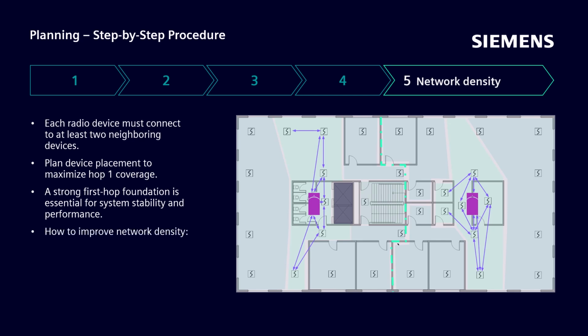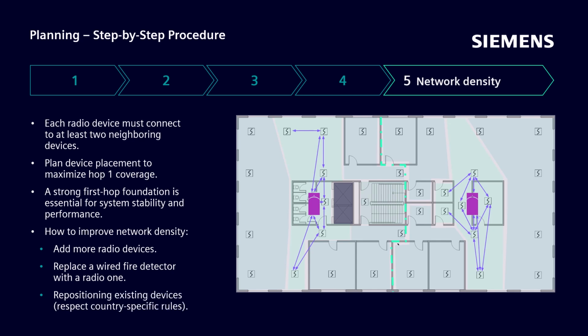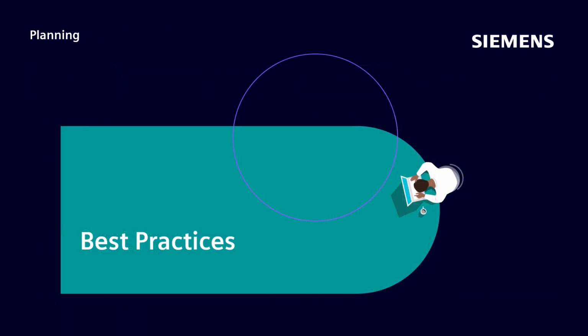If the network is not dense enough, you can improve it by adding more radio devices, replacing wired fire detectors with radio versions, or repositioning existing devices in line with local regulations. In a well-designed radio cell, all devices will have at least two neighbors, ensuring a reliable and robust network. Now that we've covered how to plan a swing wireless system step by step, let's continue with some best practices and planning tips to help you design your system more efficiently and reliably while addressing common challenges.